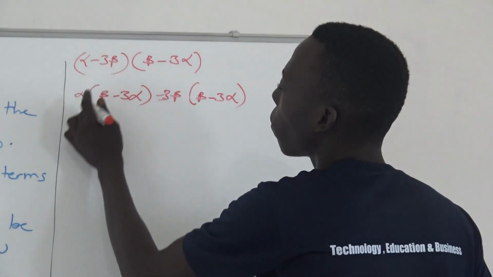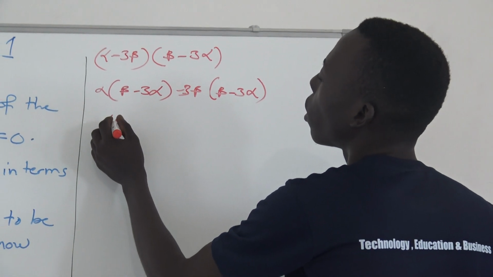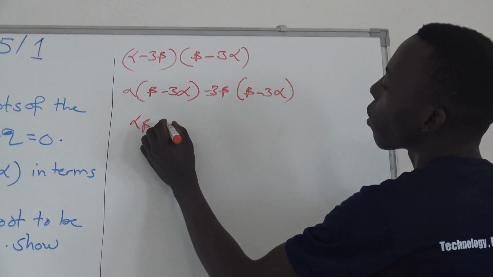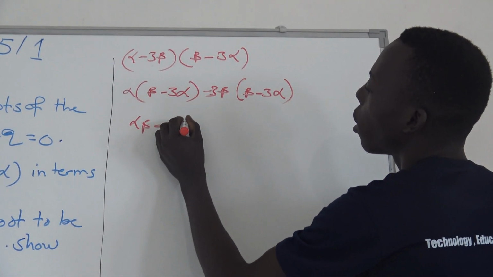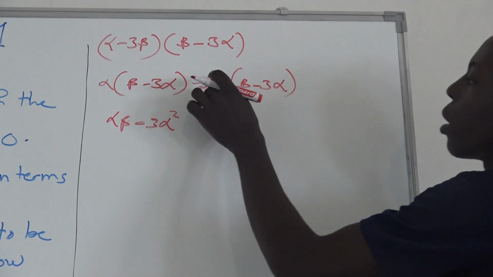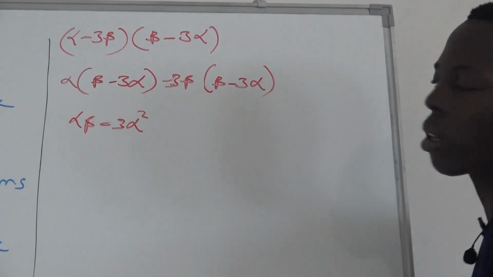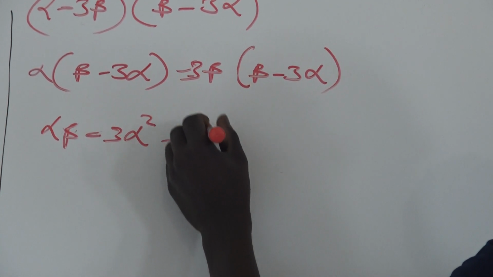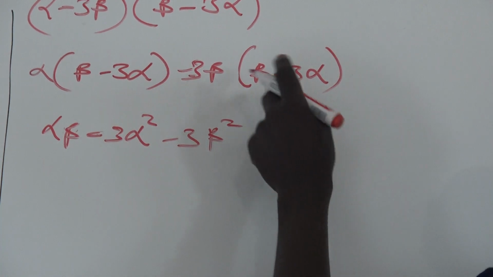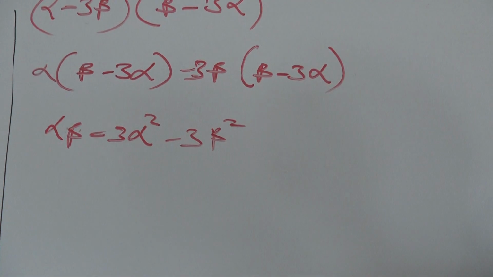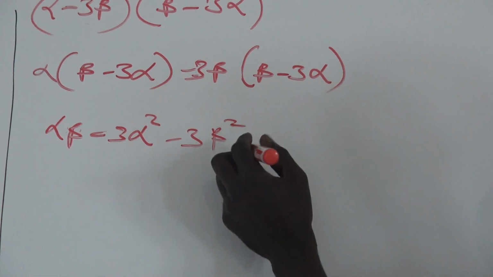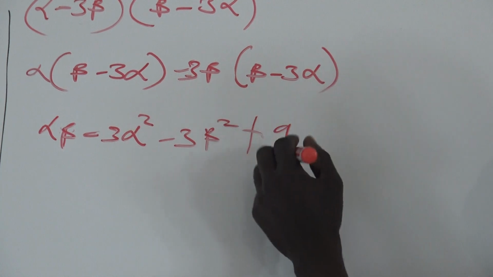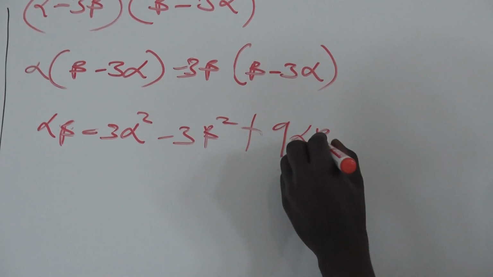So then we open the brackets. Opening the brackets, we have this one times this, which is alpha beta. Then this one times this gives us minus 3 alpha squared. Then negative 3 beta times beta gives us minus 3 beta squared. Then this one times this gives us plus 9, since negative 3 times negative 3 is 9, times alpha beta.